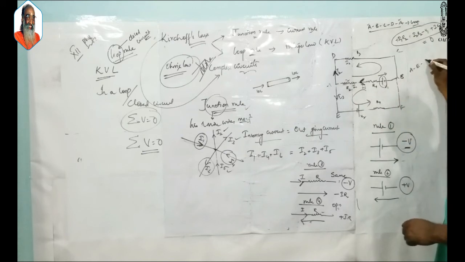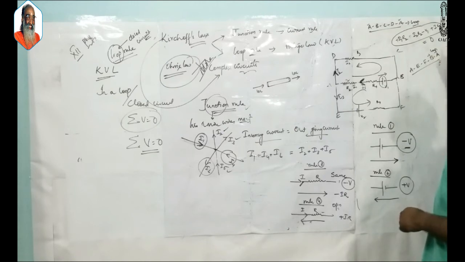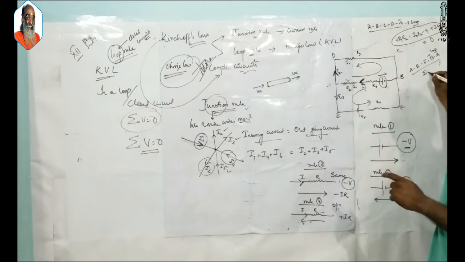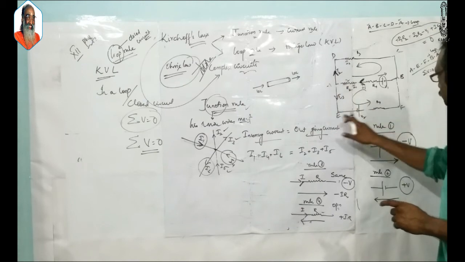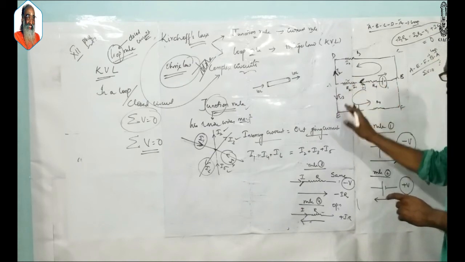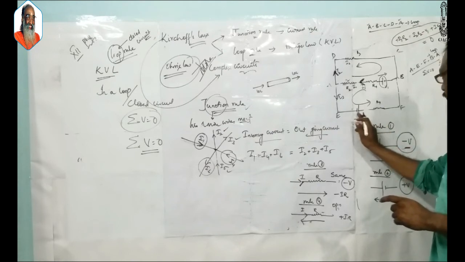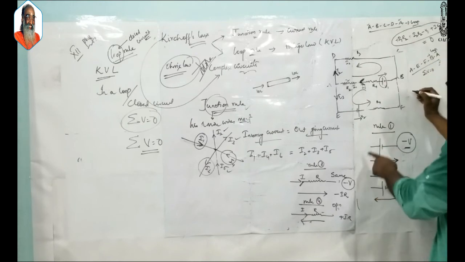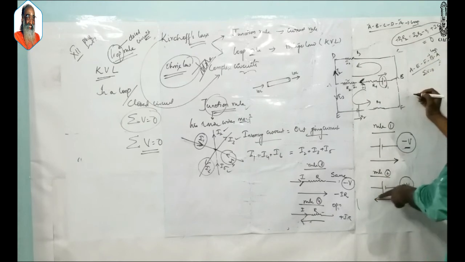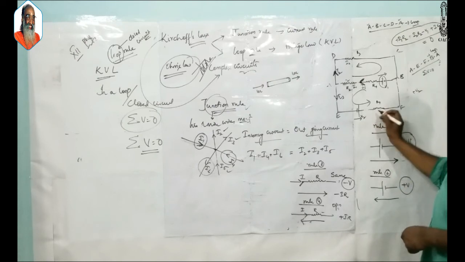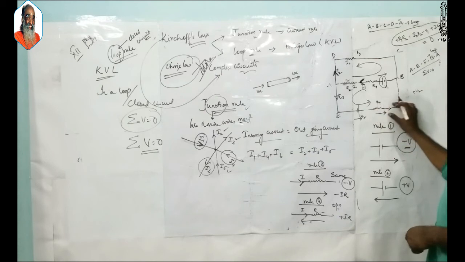So what does KVL say? Sigma V is 0. I am moving in this direction, A to E, no component, so nothing to be written there. In E and F, first I got V2. I am moving in this direction, so negative to positive, plus at the cell. What does my rule say here? Negative to positive plus, so it is plus V2. Coming to R4, the I3 is in this direction, and you are also moving in the same direction. What does my rule say here? Same direction, minus I3 R4. For FB, no component, so no need to worry about that.